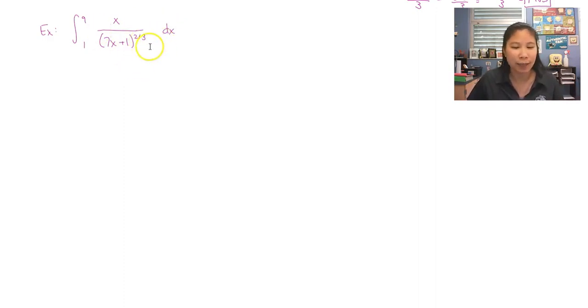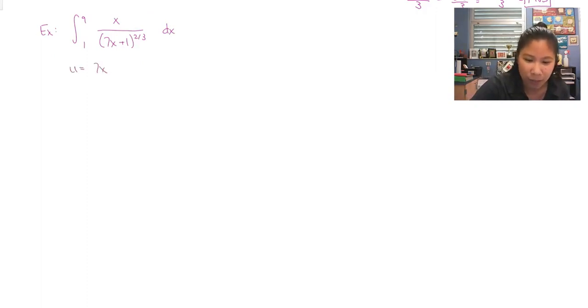So real quickly, I've got exponents, I've got parentheses here. The parentheses is what I'm going to use for u, but when I take du, the derivative of the parentheses, I end up with 7. So this x is out there by itself now, which means I'm going to need that change of variables thing. So let's start.